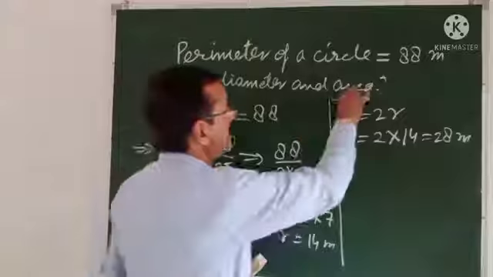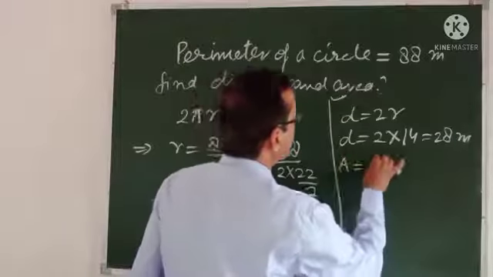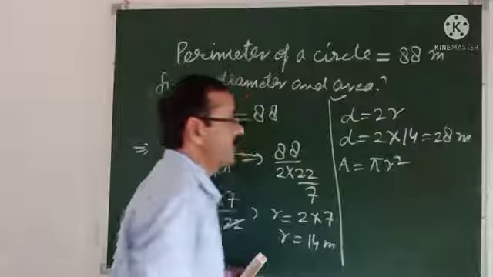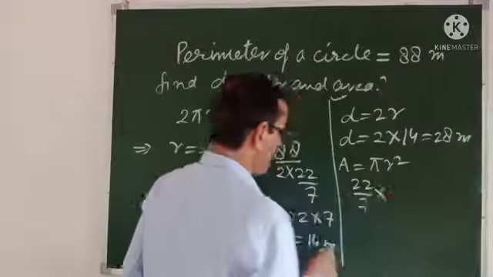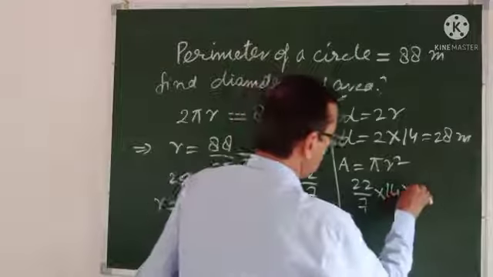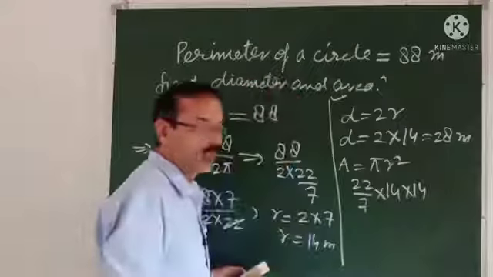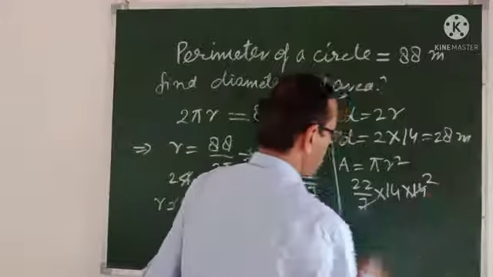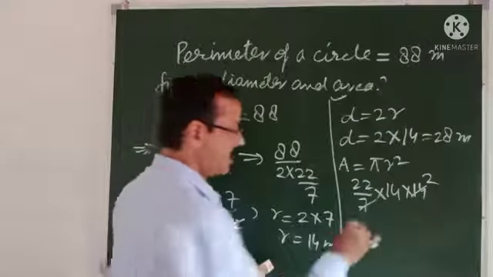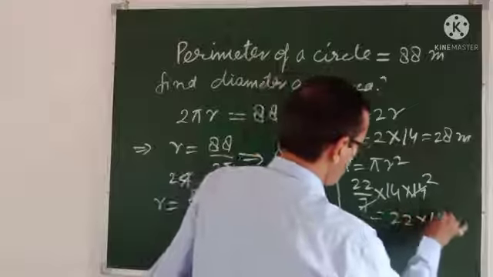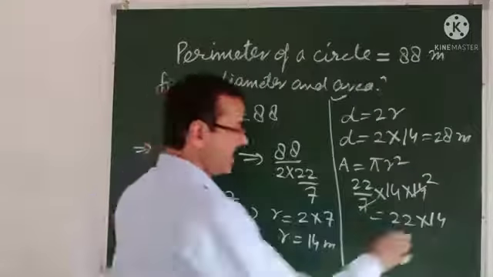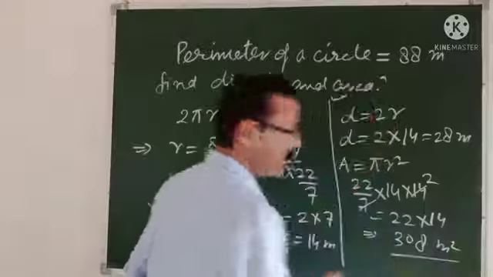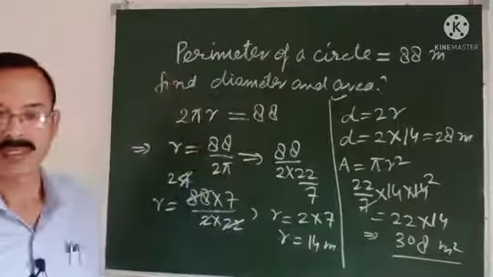Then the second asks for area. For area, A is equal to pi r square. Pi value we have to put 22 upon 7 and r value 14 into 14. So if divided, cut it by 2 times. So that will be equal to 22 into 14. I hope the concept is clear. Then that will be equal to 308 meter square. This is the area of the circle.